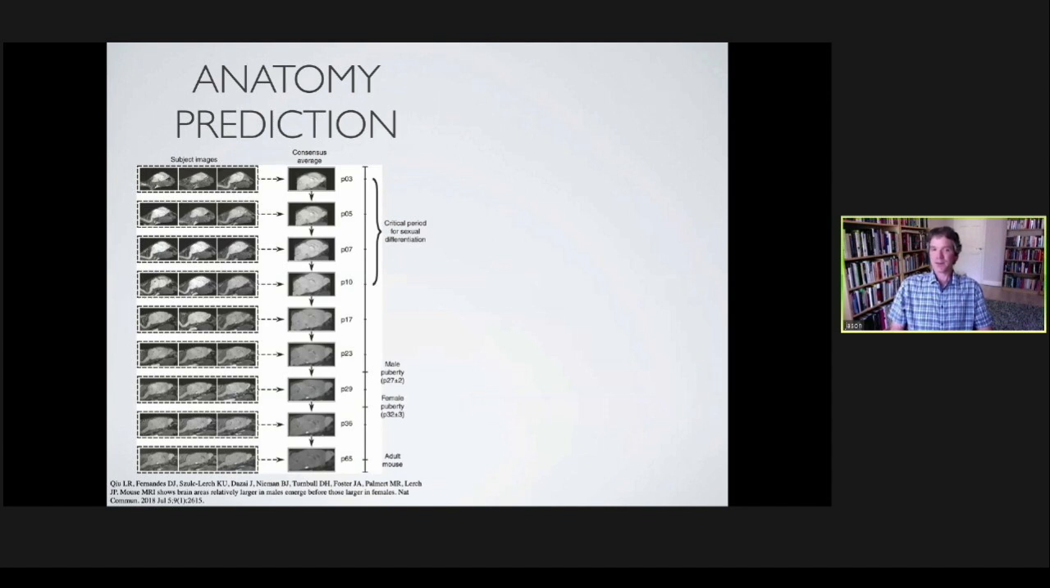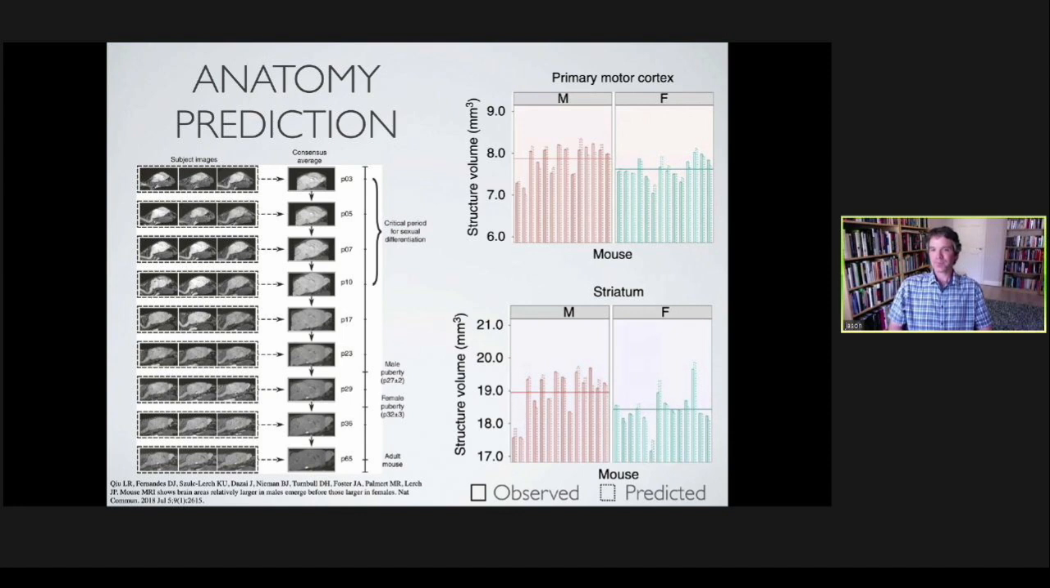Another way to think about it is to take a similar study, in this case from a follow-up study looking at sex differences in the brain, and ask questions about anatomy prediction. So can we take the adult time points, so either P65 or P36, and predict the volume for every mouse using the earlier developmental time points that were also imaged? And so the basic question, if you look at the observed in the solid lines and the predicted in the dashed lines, answers that we can very well.